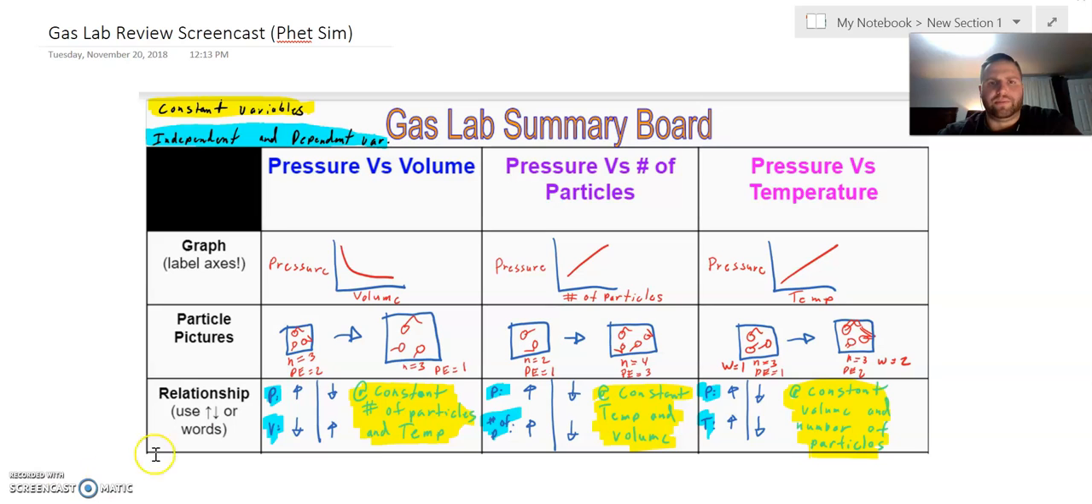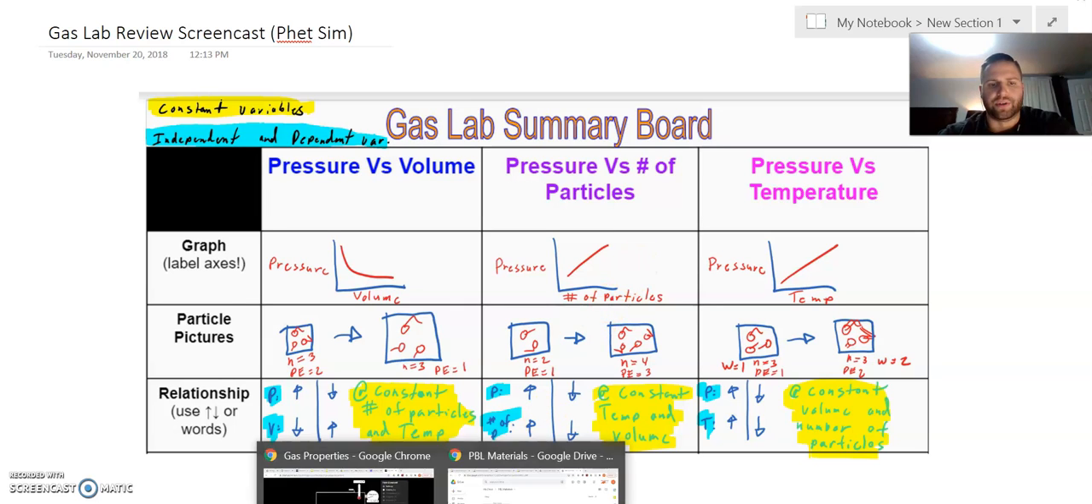Now we'll move on to lab 2, pressure versus the number of particles. The two things that we held constant were the temperature and the volume. The two things that we changed were the number of particles, which in turn changed the pressure. Something to note was that this was called a direct relationship. It formed a straight line. Let's head out to the simulator and see what that looks like in simulation.